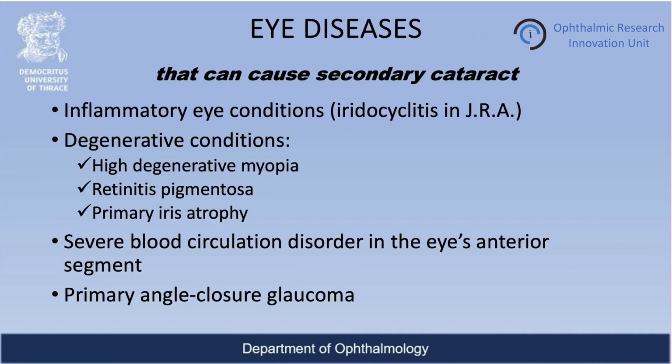Eye diseases that can cause secondary cataract fall into the four following categories of pathological conditions: inflammatory conditions of the eye, primarily chronic iridocyclitis associated with juvenile rheumatoid arthritis, degenerative conditions, such as retinitis pigmentosa, high degenerative myopia, and primary atrophy of the iris, the severe blood circulation disorders in the anterior segment of the eye, and the crisis of primary acute glaucoma.